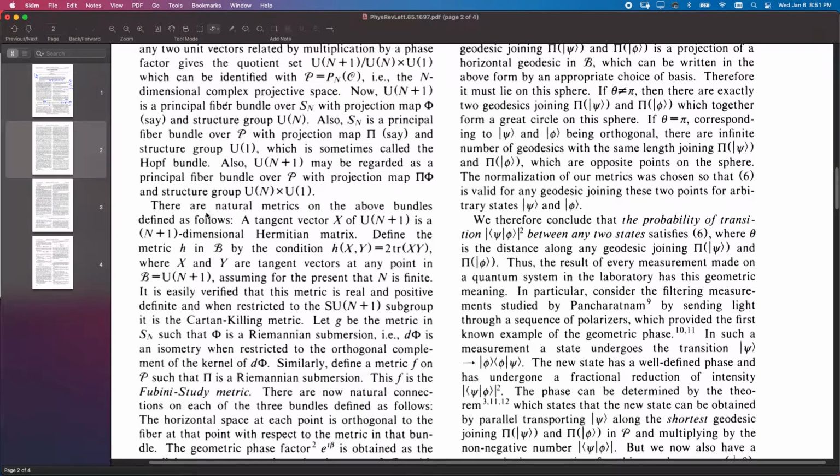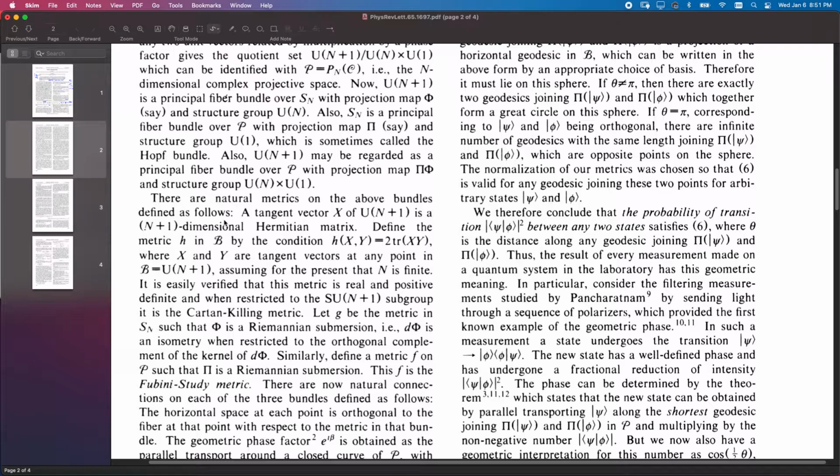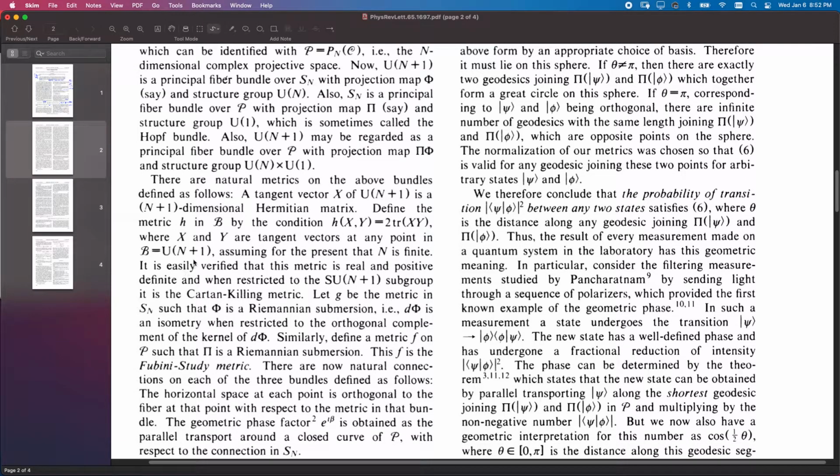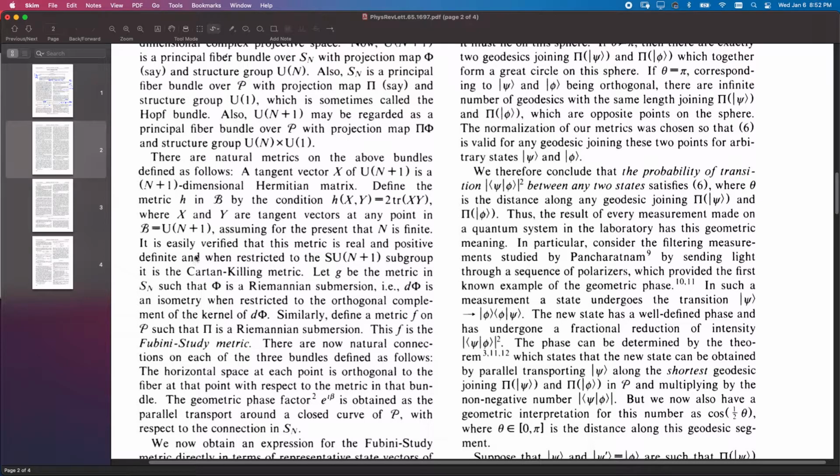Moving on. There are natural metrics on the above bundles defined as follows. A tangent vector x of U n plus 1 is an n plus 1 dimensional Hermitian matrix. Define the metric h by the condition: basically the distance between x and y is just 2 times the trace of x times y. So this looks to me like what you would normally do for an expectation value. Where x and y are tangent vectors at any point in this orthonormal basis group U n plus 1.